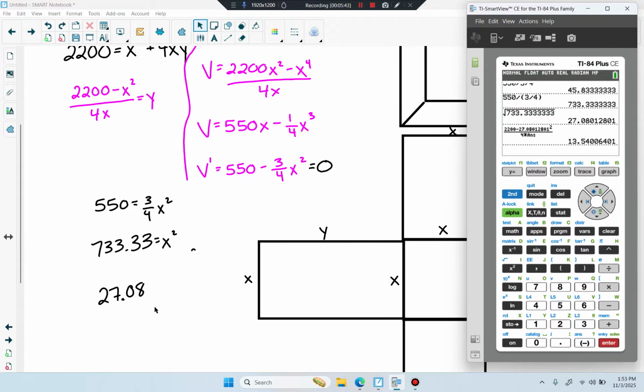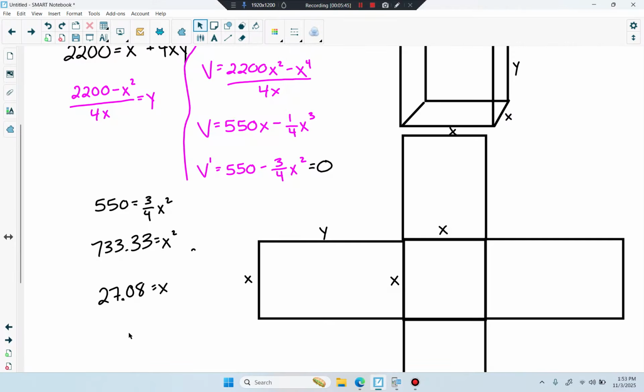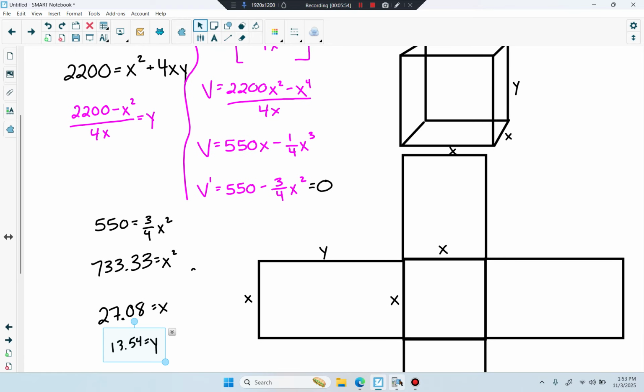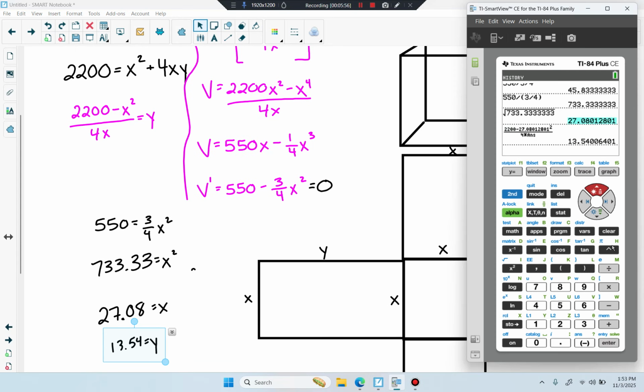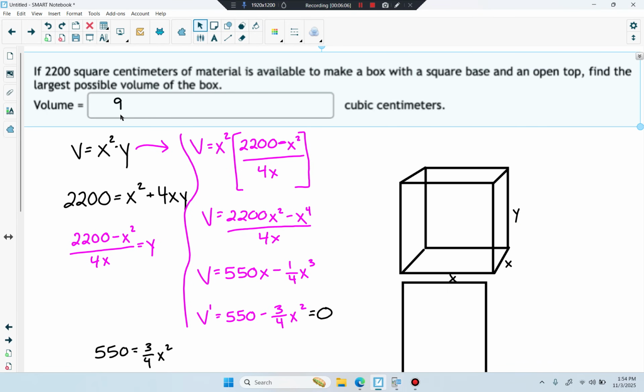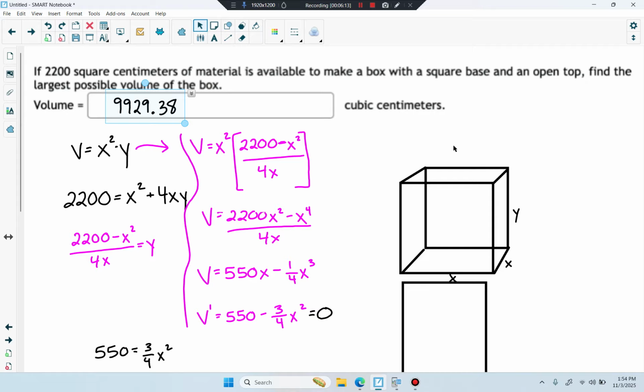Okay, so this is x, and 13.54 equals y. So my final answer is just going to be x squared, this squared times this, 9929.38 cubic centimeters.